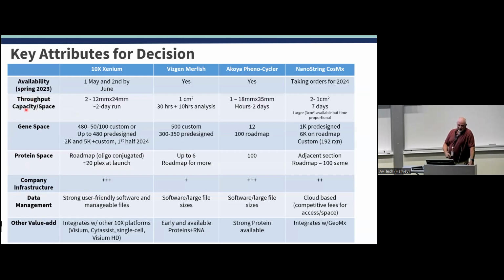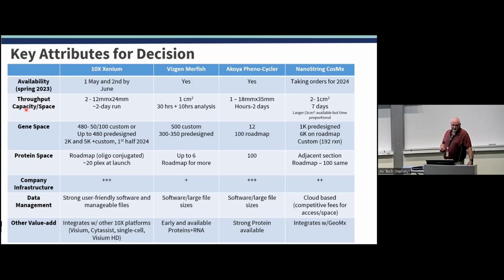The availability, again, this was hot off the presses, both the Xenium. So the Xenium was tight, where we were trying to get that in-house. VizGen and Akoya did have an advantage where they did have available platforms that they could place immediately when we were exploring this. And again, NanoString, depending on your order size, most were being placed after the end of this year. Throughput capacity, again, was a key attribute that we liked about 10x.